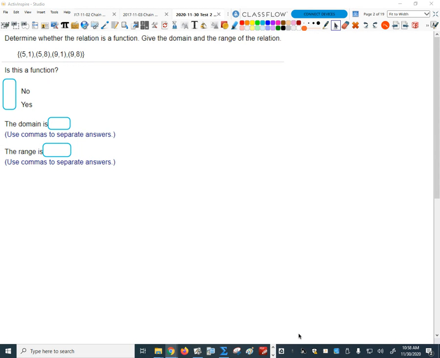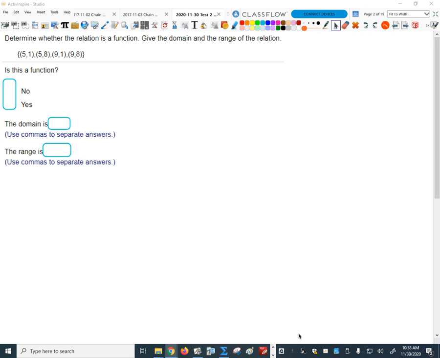Somebody raise their hand. You can either raise your real hand or you can hit the little raise hand button. I don't care. Help me out here, somebody. What's our definition of a function? A relation is a function if each input has exactly one output. There you go. If each input has exactly one output, then it's a function.